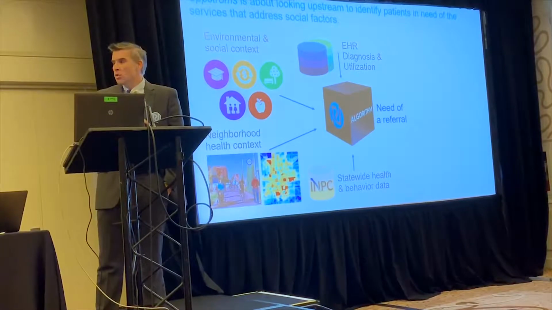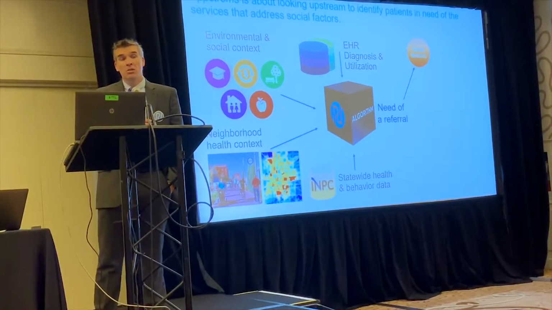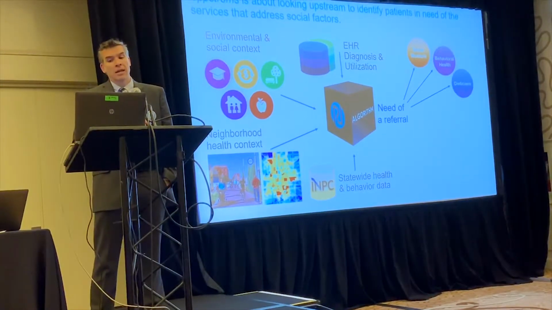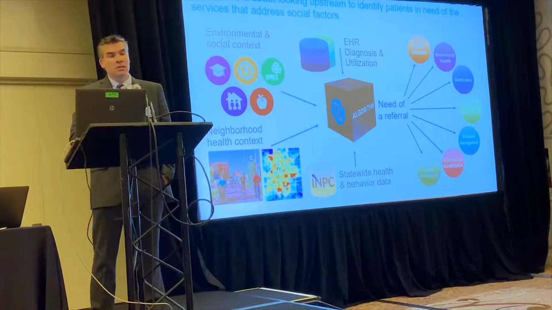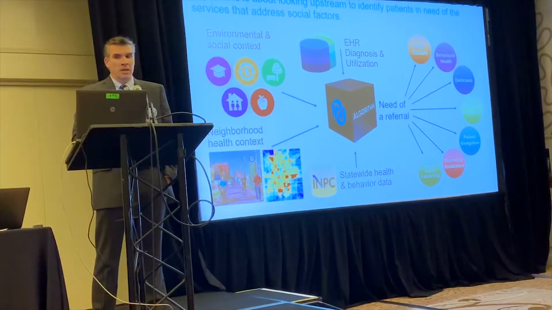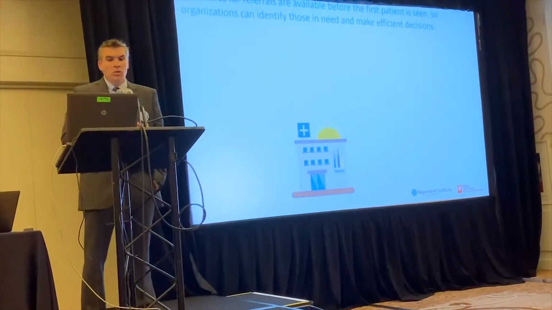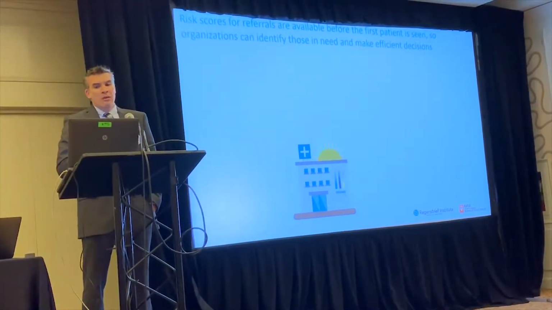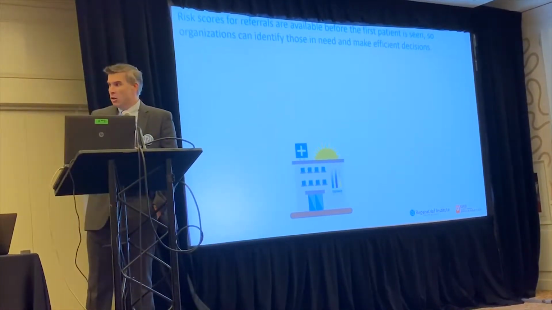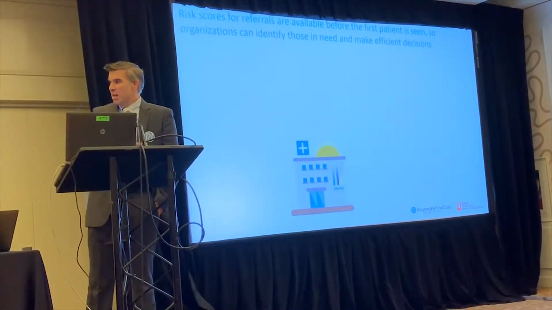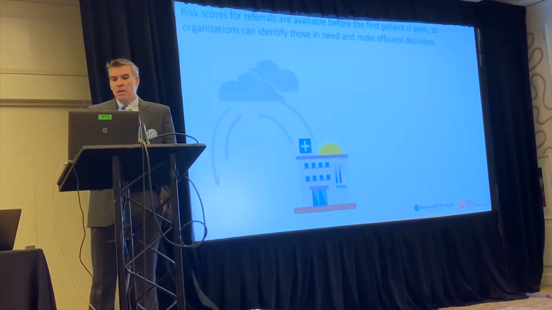And what we predict out is need of a referral. Need of referral to the types of service providers that can actually address social determinants. So we predict out to social workers, behavioral health, dietitians, financial counseling, patient navigation, pharmacy assistance, and medical legal partnership. And we do all of this in a vendor-neutral approach. So risk scores for referrals are available every day before the very first patient is seen, so organizations can identify those patients most in need and make efficient and effective decisions around the referral.